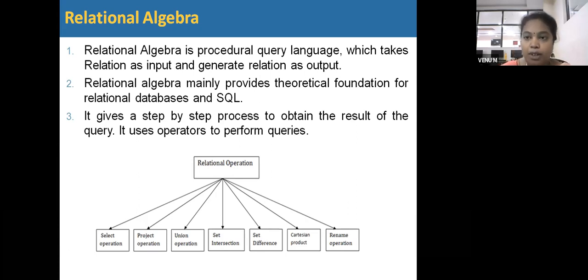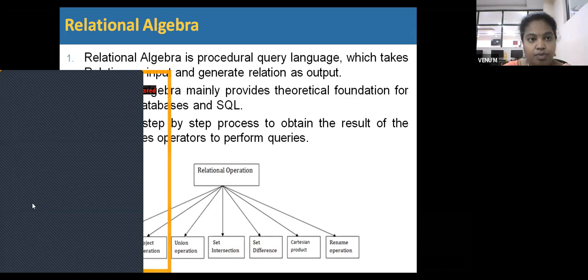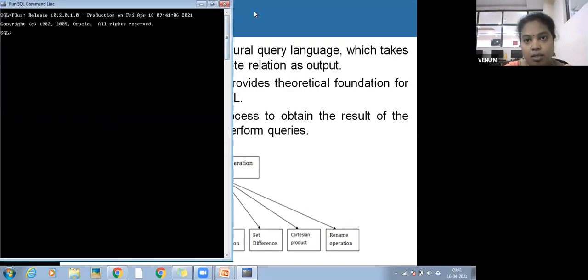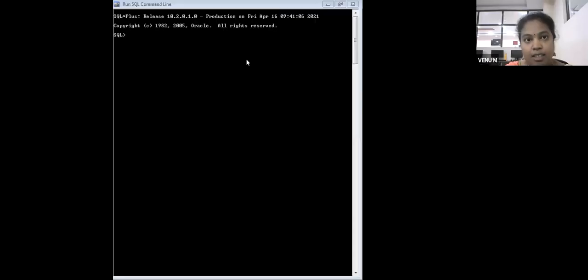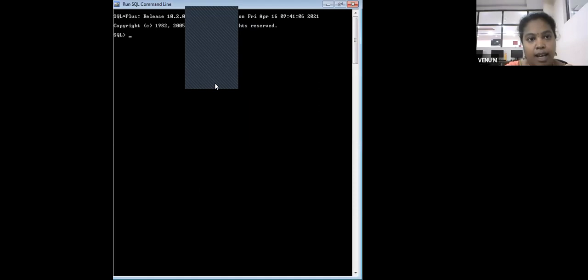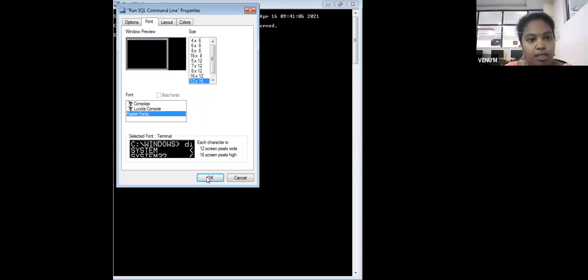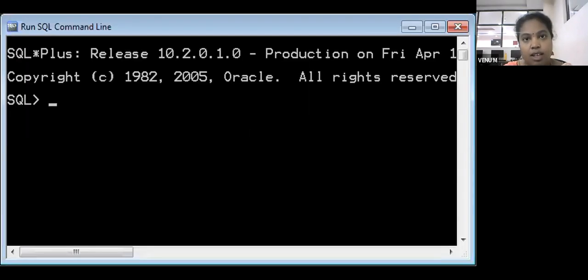Okay, we will work in the SQL prompt practically. We just have to see the SQL prompt, the SQL command line. Maximize the screen layout and font size. Just see whether the SQL prompt is visible or not.